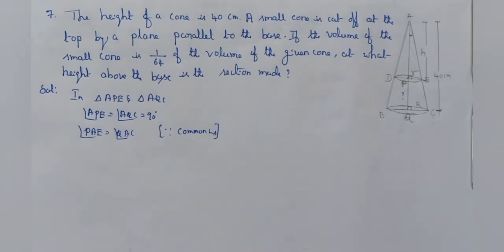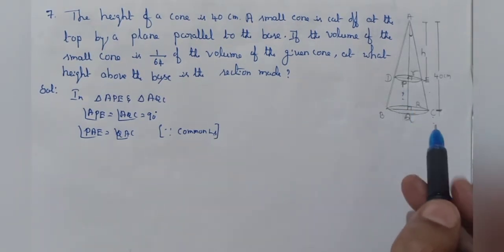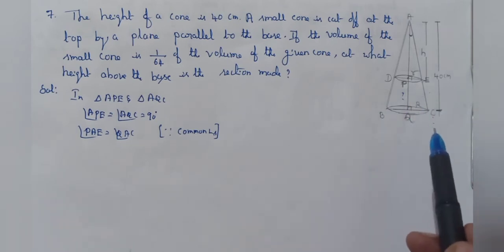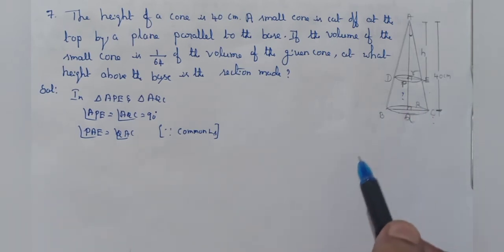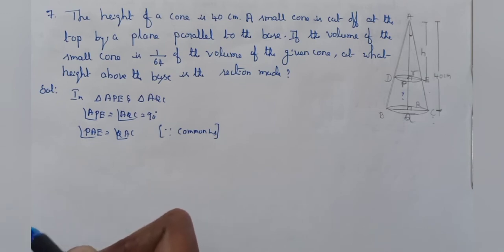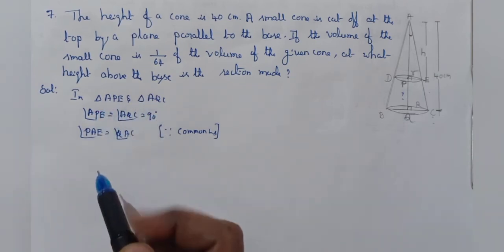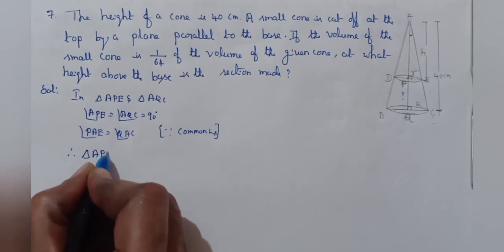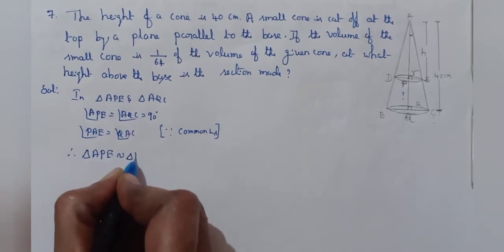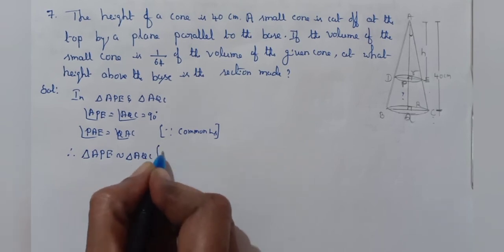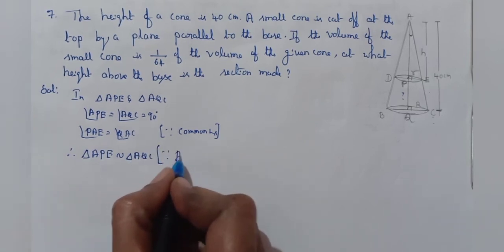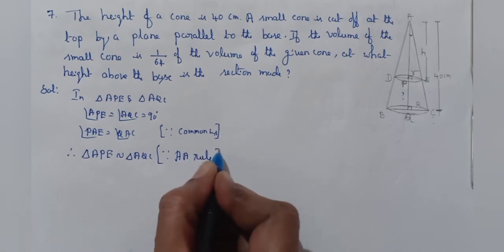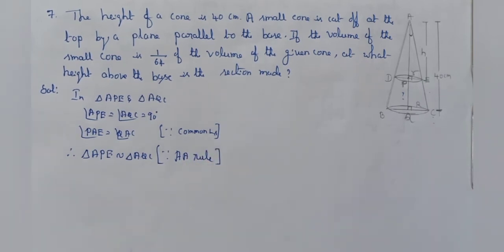In triangle APE and AQC, the two corresponding angles are equal. So when two corresponding angles of two triangles are equal, then the two triangles are said to be similar. Therefore triangle APE is similar to triangle AQC. This rule is called the AA rule of similarity. When two triangles are similar, the ratio of their corresponding sides are equal.